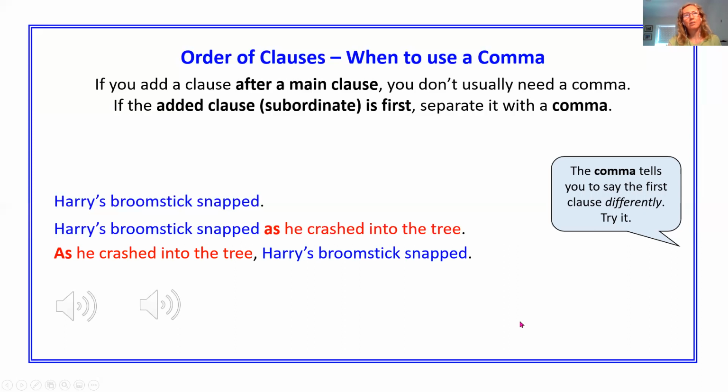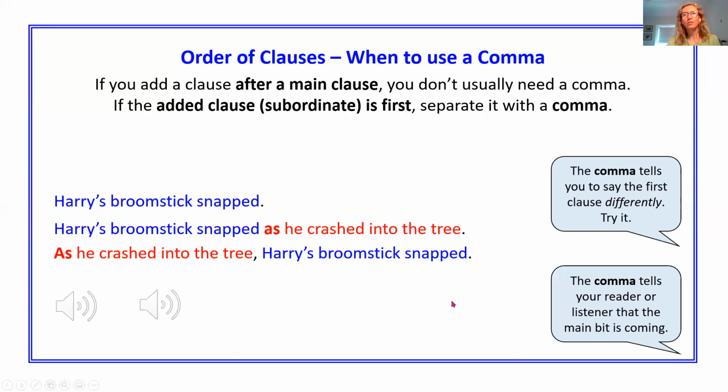So I'm going to read it to you. Harry's broomstick snapped as he crashed into the tree. As he crashed into the tree, Harry's broomstick snapped. So the comma tells us that the main clause is coming after the subordinate clause.